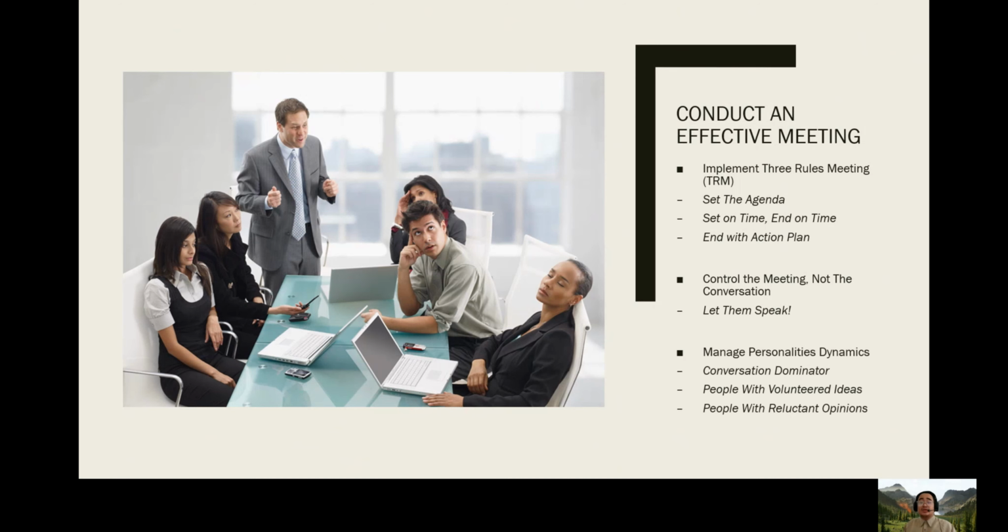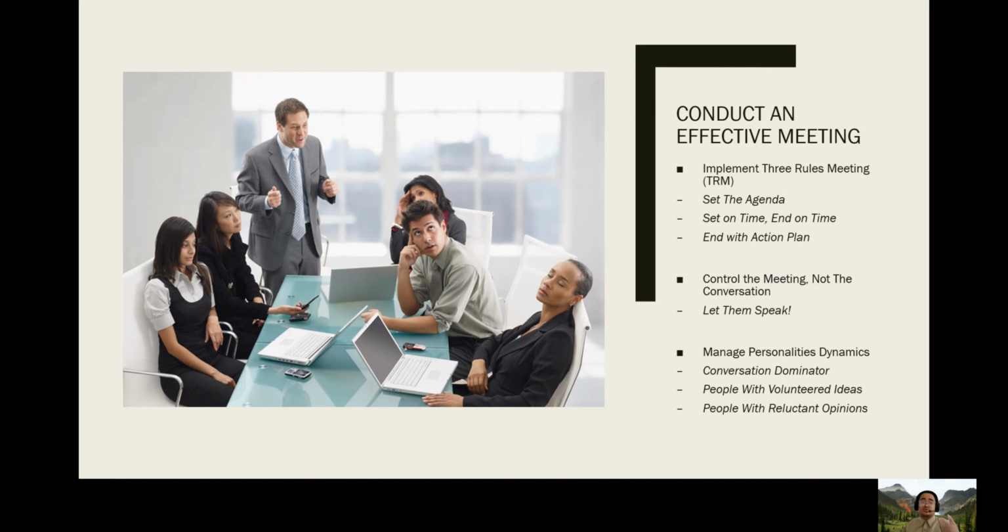And then the third one is manage the personality dynamics inside the meeting. For instance, as the picture depicts to us, we have three types of personality dynamics. First of all, the conversation dominator. As we can see, the person wearing the gray shirt is actually dominating the conversation. And then we have another type of people who volunteer ideas, because as you can see, the dominator of the conversation will dominate the meeting.